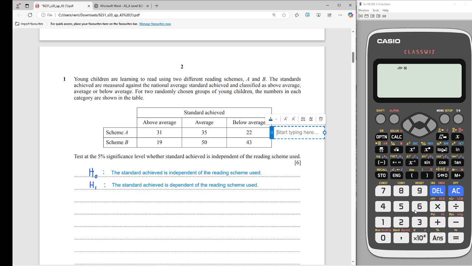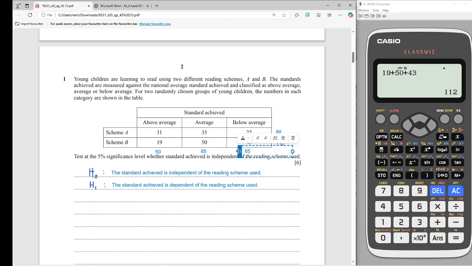So let's first calculate the row totals. 31 plus 35 plus 22, which is 88. So let's put that 88 there. The second row total is 19 plus 50 plus 43, which is equal to 112. So these are our row totals. What about column totals? The first one is 31 plus 19, which is 50. The second one is 35 plus 50, so it's 85. And finally this one is going to be a total of 65.